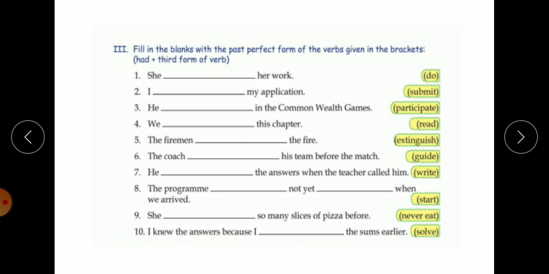Right? In the ninth one, it will be: she had never eaten so many slices of pizza before. Never will not change because it's not a verb, but eat is a verb, so change it into the third form. Eat, ate, eaten. So she had never eaten so many slices of pizza before. And the 10th is: I knew the answers because I had solved the sums earlier. Clear? So just change these verbs into the past participle form and put had before them.